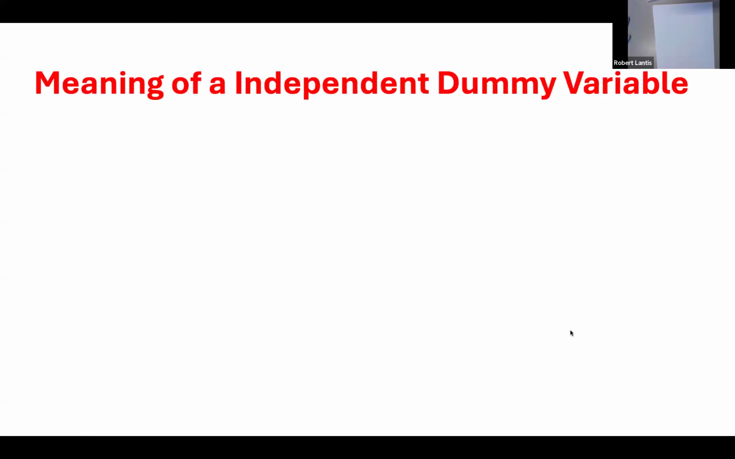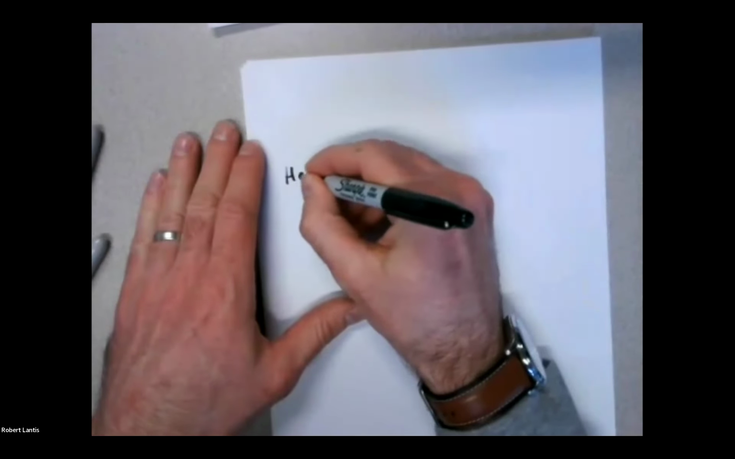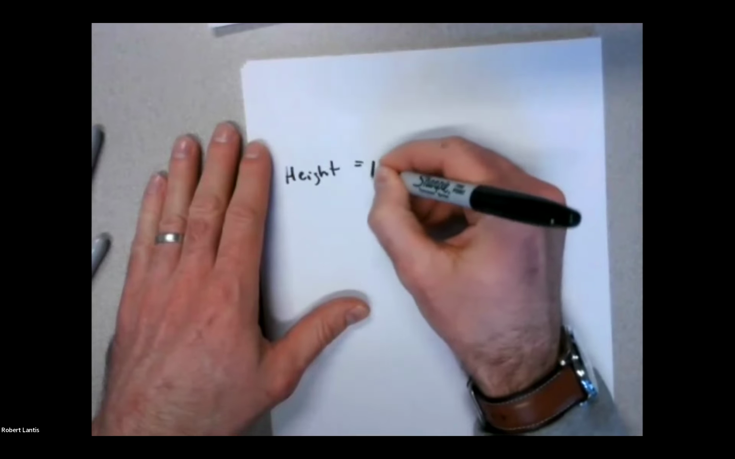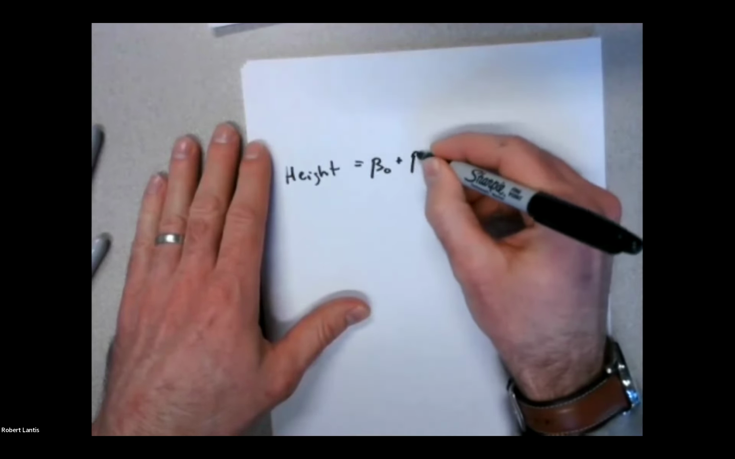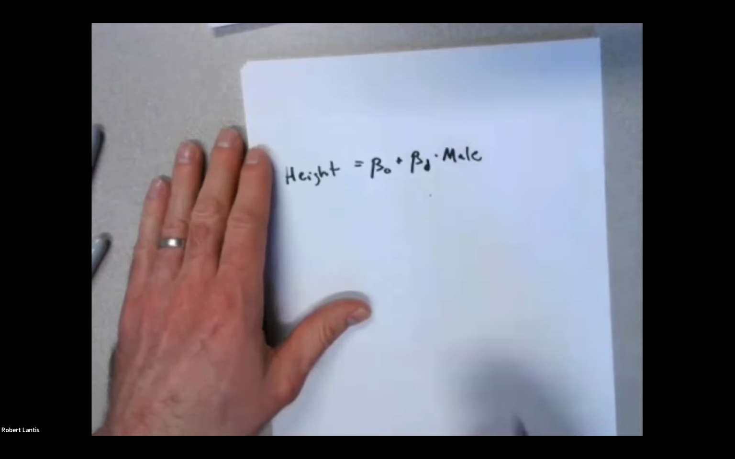So let's think a little bit harder about what the meaning of this dummy variable would be if it's a dummy variable that's our independent variable. So let's say I had height, and I was trying to predict height using this dummy variable of male. I think I've got this in the slides, but I'll work through this here. So let's say I've got height and this dummy variable of male.